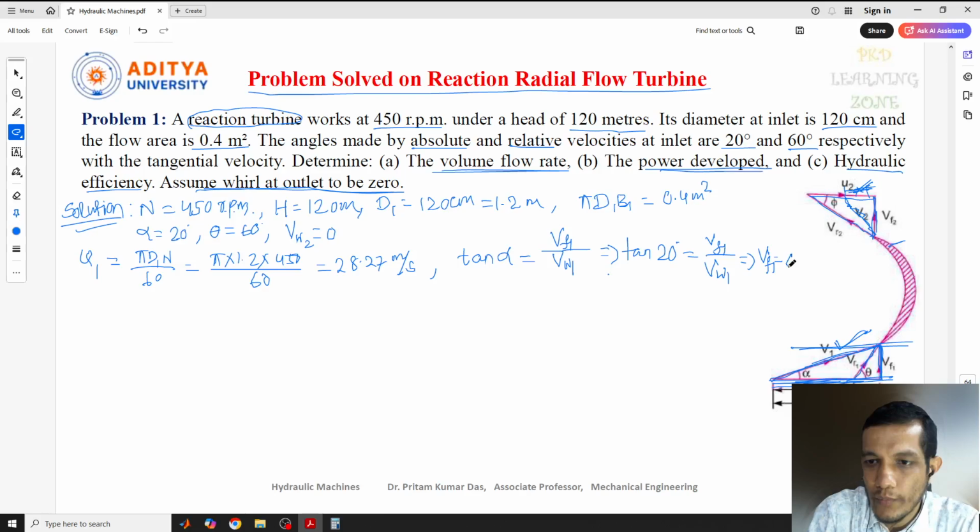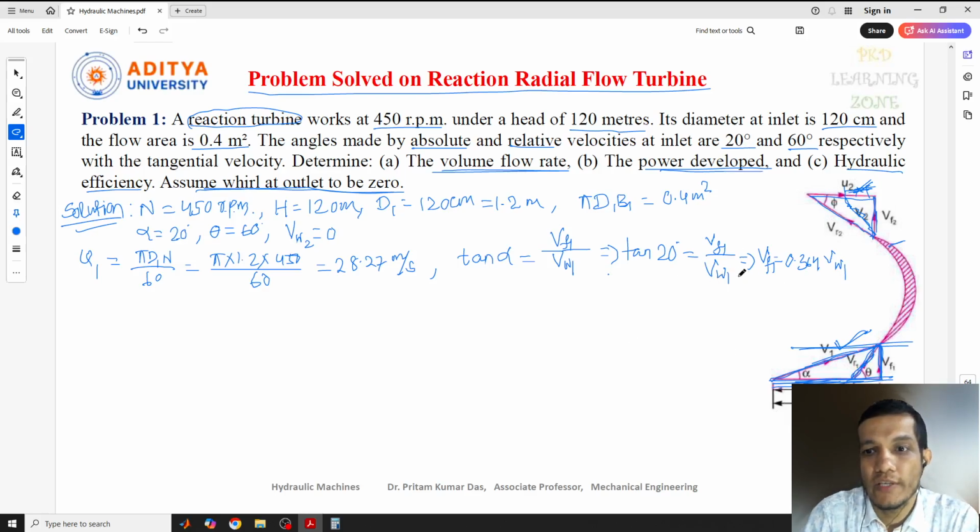This is 0.363, point something is there. We can write this much, VW1. Okay, this is for the inlet condition. Similarly, at the inlet condition, one more terminology I can write in terms of theta, because these values are not given.